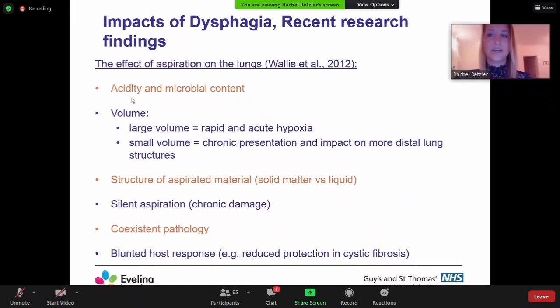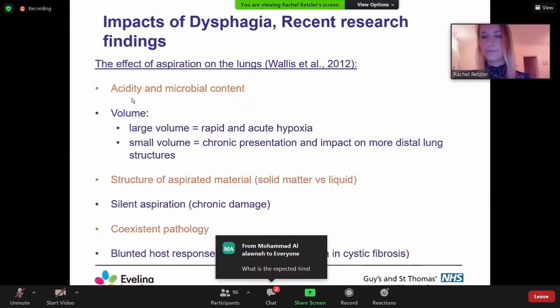The volume and type of aspirated material is also important to keep in mind regarding aspiration and the impact on lung health. Large volumes of aspiration, which was identified as more than 0.8 ml per kg, are associated with rapid and acute hypoxia. Small volume aspirations, such as microaspirations, may cause a more chronic and insidious presentation and impact on more distal lung structures. However, it still is impacting on the lung structures. With silent aspiration, as we know, this can be an increase in our airway population. Silent aspiration can result in chronic damage, with features of bronchiectasis, bronchiolitis, and interstitial changes.